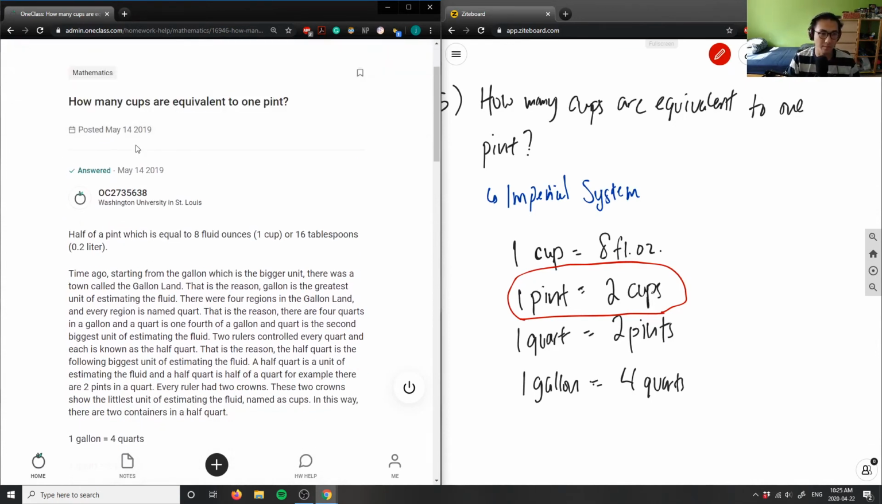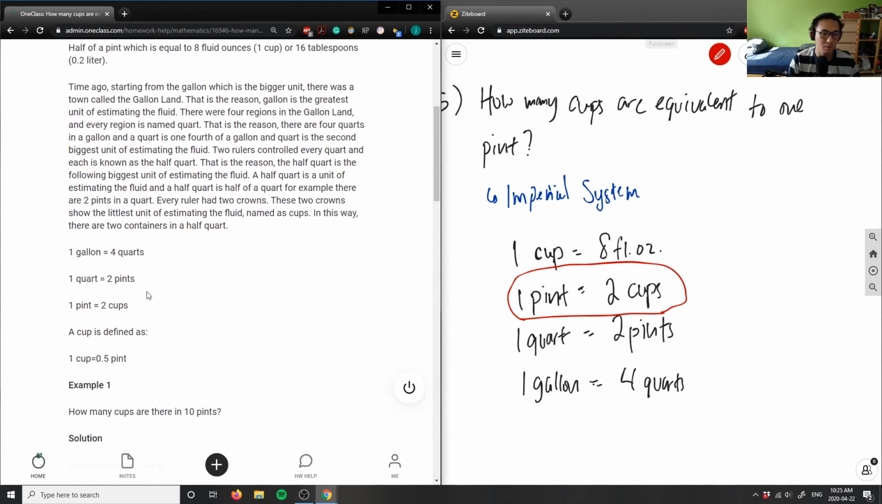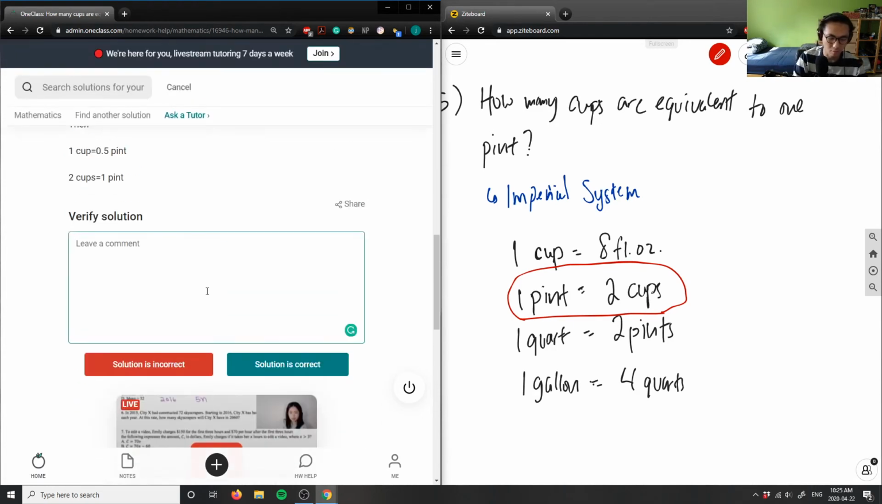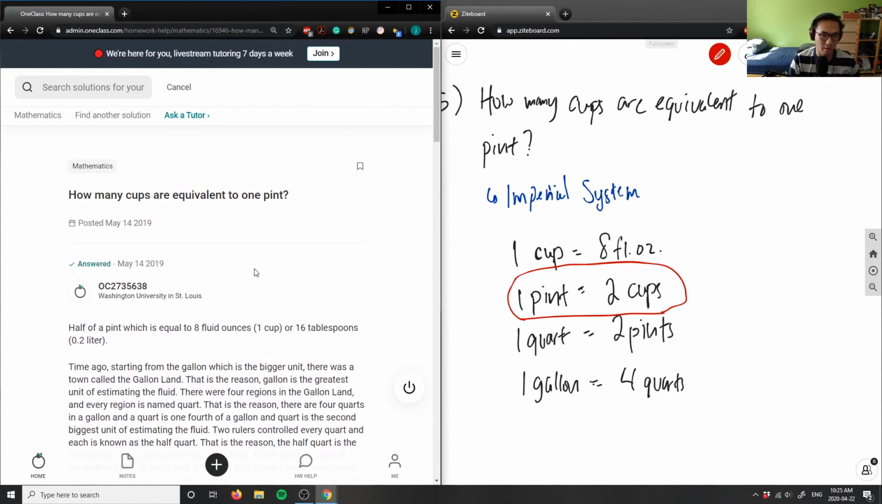But it says how many cups are equivalent to 1 pint. So this here is the solution: 1 pint equals 2 cups. I don't think they stated it clearly, but I think it's in there. So good solution, but didn't state clearly. And 1 pint equals 2 cups is your solution. So I'll say the solution is correct, but I don't know why they wrote half of a pint equals 1 cup. That's not what it's asking. It asks what is equivalent to 1 pint, not half a pint.